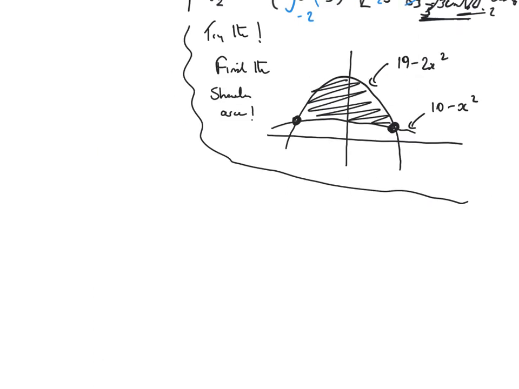Okay, so for next day then, you're going to try these. This one, so to find the shaded area, the upper function is given by this one, the lower function is this one. So upper minus lower, get the limits, identify the upper minus the lower, and integrate and take it from there.